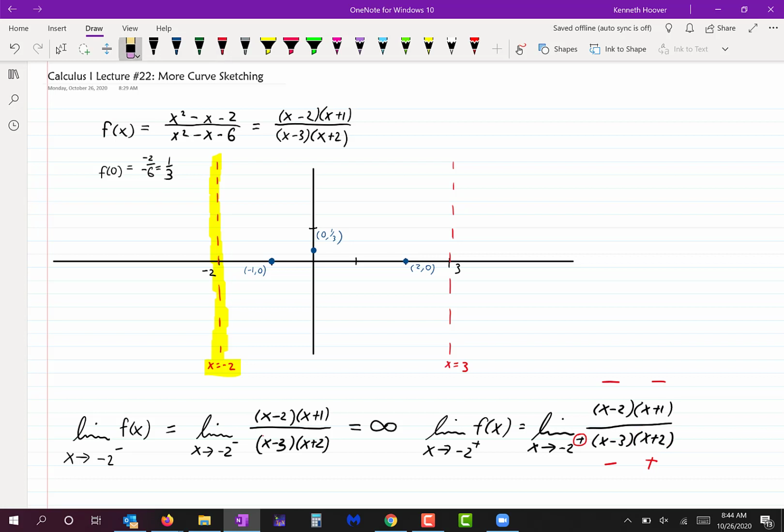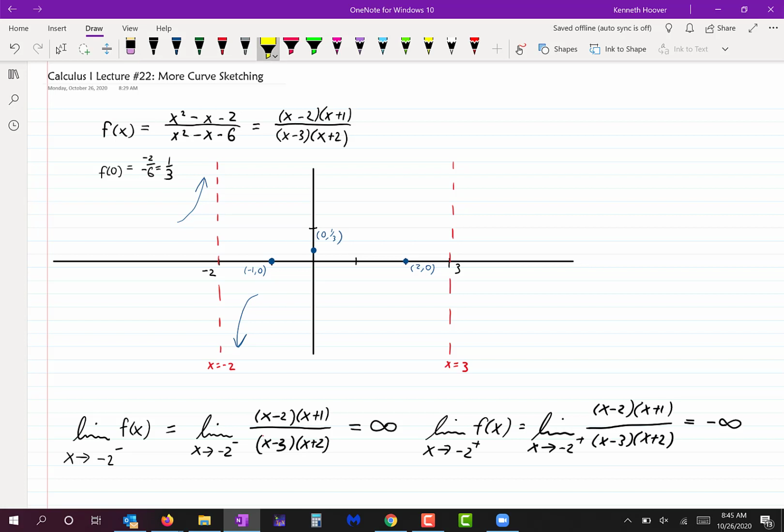So the top's negative. Oh, sorry, let me say that again. The top is positive, and the bottom's negative. So the fraction is negative. It's getting infinitely big, and it's negative, so the limit is negative infinity. So the function is going to go something like that on the right-hand side of that asymptote. So it looks something like this. That is the behavior of the function as it approaches that asymptote from either side. Okay, and you saw that it's not difficult to do that work. It's actually quite easy.